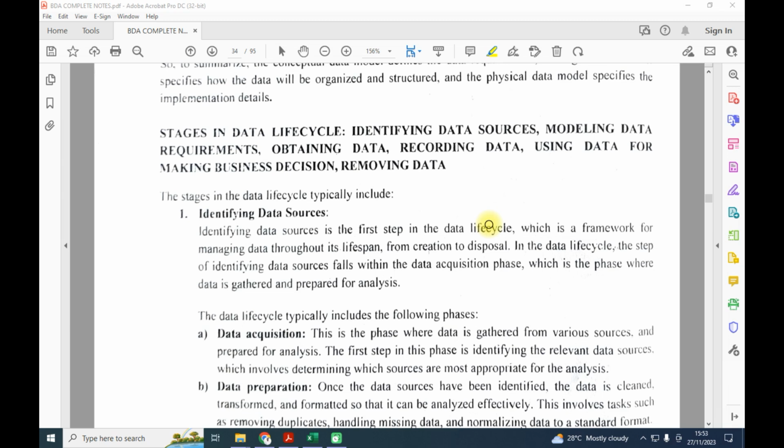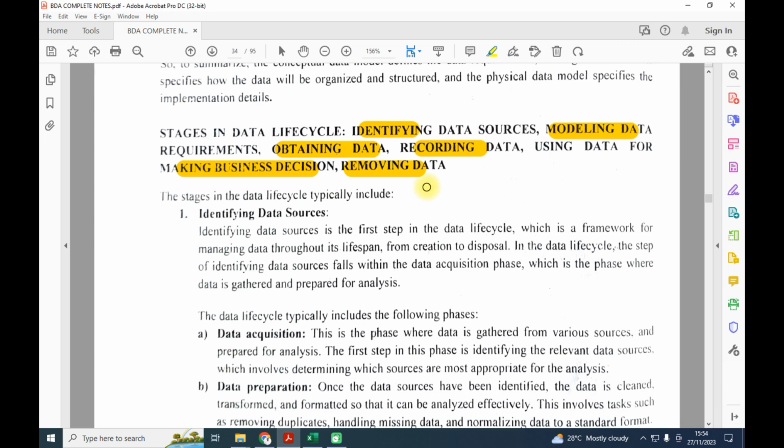Then now we look at the stages in the data life cycle. These are the major stages. This is a broad view, where we shall first identify the data, the identification of the data source. Then we shall deal with the modeling of the data requirement, obtaining the data, recording the data, and using the data for making business decisions. And the last one is removing the data. Those will be the major 6 stages that we shall be looking at.